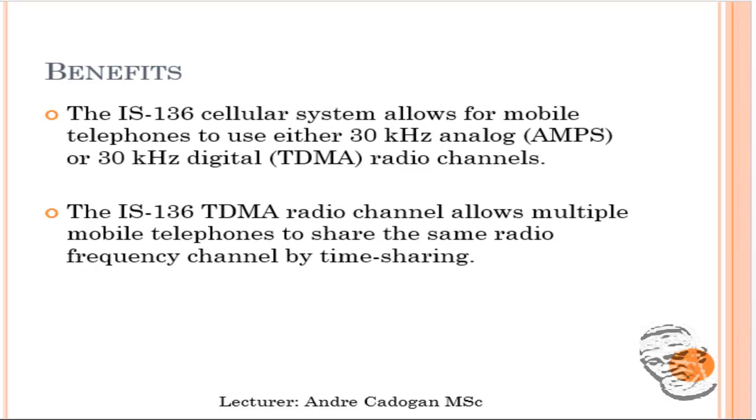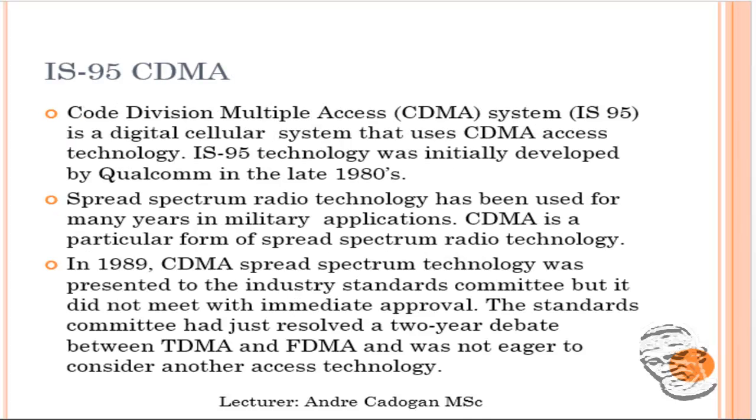So some of the benefits of the IS-36 networks: it allows mobile workstations to use either 30 kilohertz analog AMPS as well as 30 kilohertz digital AMPS. The analog AMPS is no longer being used, kept only for backward compatibility, while the 30 kilohertz digital AMPS was used for forward technology that led to 2.5G and wideband CDMA technology that came on in the third generation. The IS-36 TDMA radio channels allow multiple mobile telephones to share the same radio frequency via time sharing, hence the reason why TDMA is a very successful technology today.